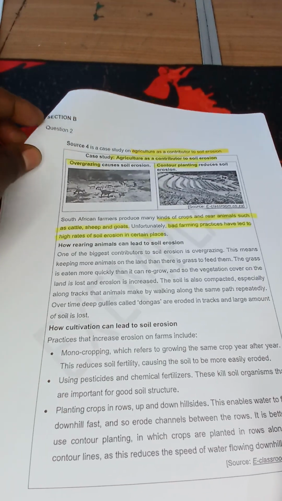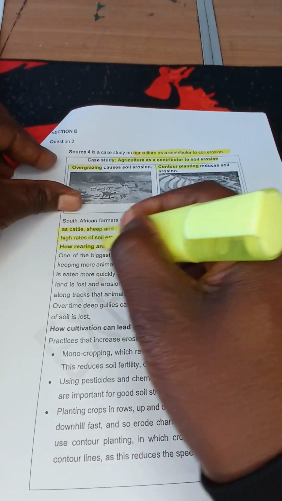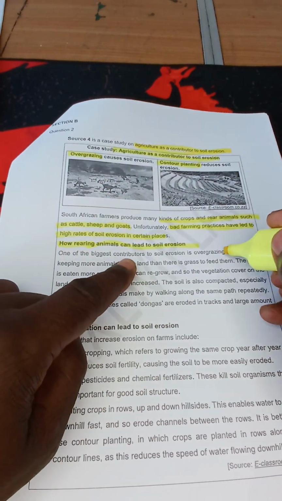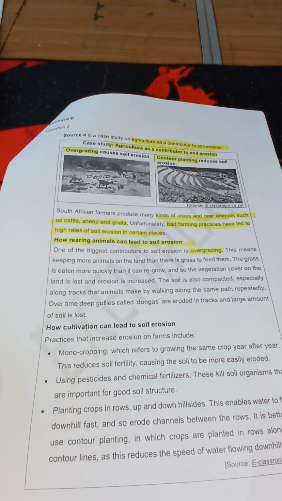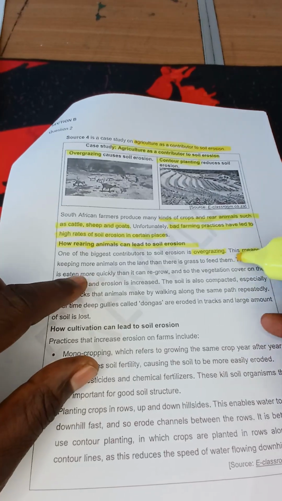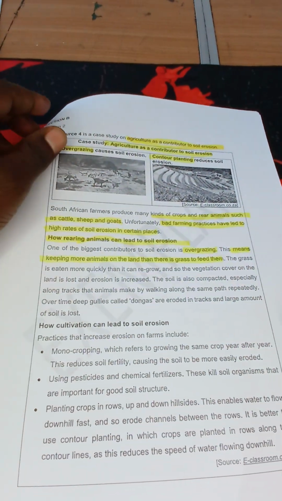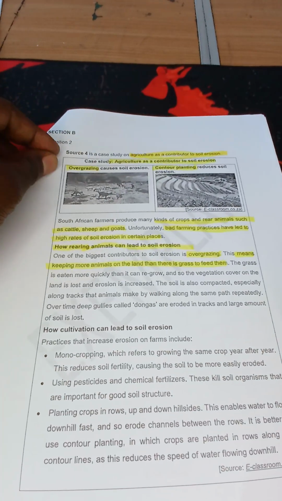How rearing animals can lead to soil erosion. Read to understand. One of the biggest contributors is overgrazing. That's how rearing of animals can contribute to soil erosion. This means that you are keeping more animals on the land than there is grass to feed them. So you are exceeding the carrying capacity. That's what it's saying in short.